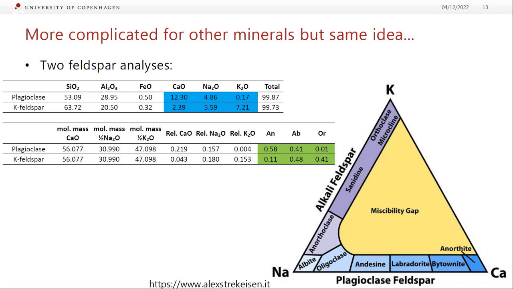It's a plagioclase. For the potassium feldspar, we get anorthite 11, albite 48, orthoclase 41. So we do have a little bit of calcium, but not a crazy amount, and it's sat somewhere in the middle of here. So it's kind of in the middle of the alkali feldspars, quite close to this boundary probably. The potassium feldspar, really high silicon and really high potassium. Okay.